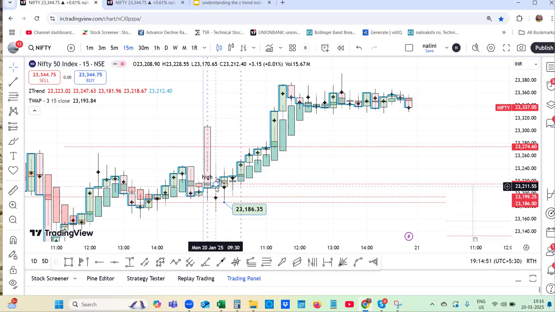That means average price is above the average price. That is indicating a bullish signal. So your entry is confirmed.